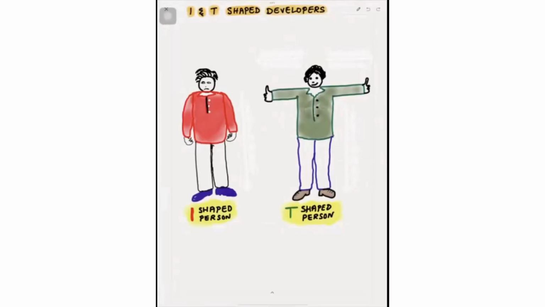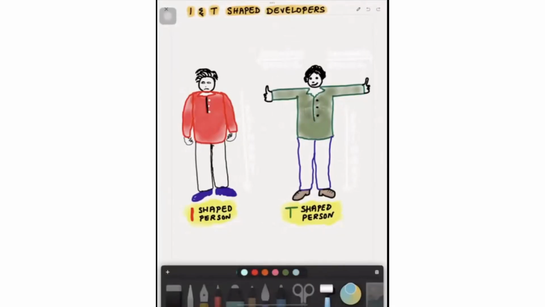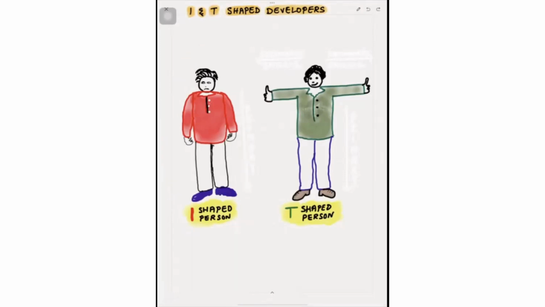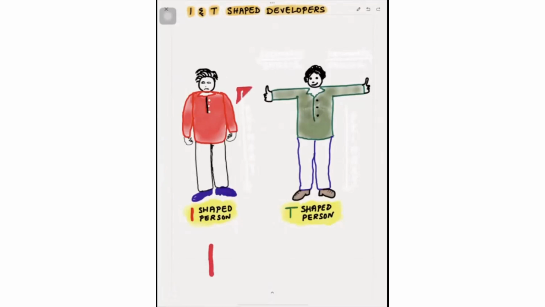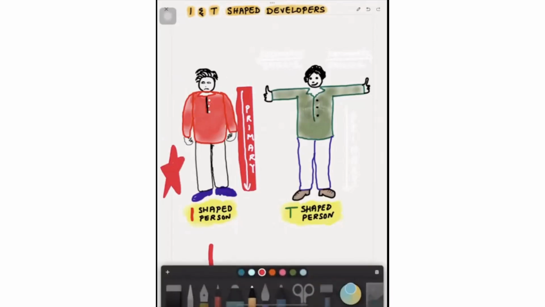And there is something called I-shaped and T-shaped developers. So what is the difference? This person is called an I-shaped person. The reason is he has only one skill, but it is his primary skill. For example, he is a Java developer. So he can do anything with Java. He is very, very proficient with Java, and any requirement related to Java, he can do easily. But he can do only Java. He doesn't do anything else.